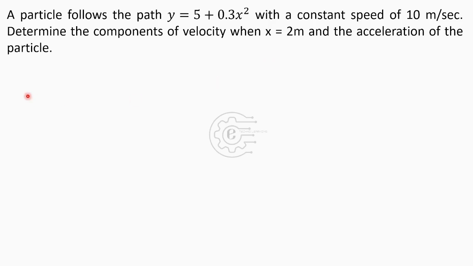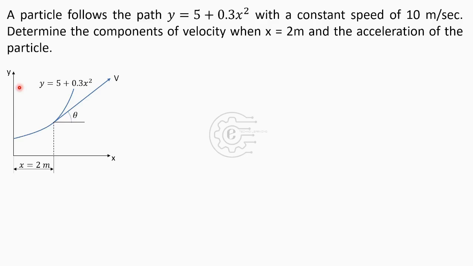So सबसे पहले based on the given data हम इसका ग्राफ ड्रॉ करेंगे. So the particle is traveling along this path having the equation y equal to 5 plus 0.3 x square. Now at a given instant, that is when x equal to 2 meter, let us say v is the velocity vector. इसके साथ ही हमें एक और कंडीशन दिया गया है, that is particle is traveling with a constant speed of 10 meter per second.